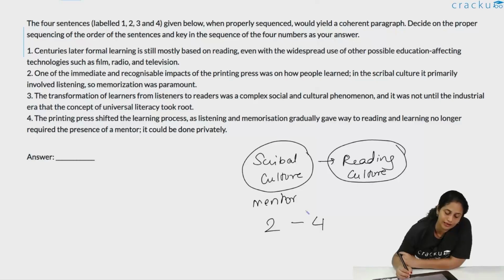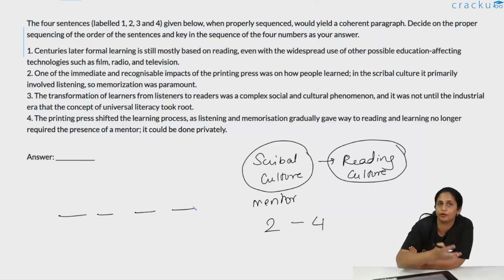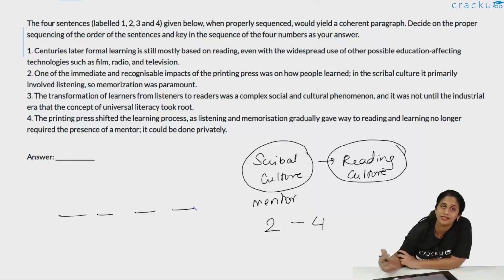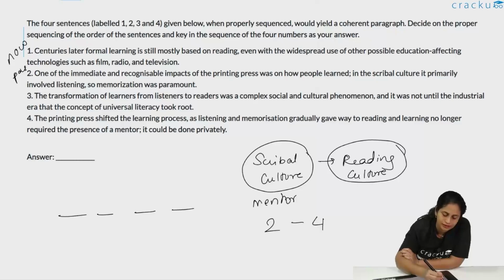Let's take a look at 1 and 3. 1 tells you what is the case centuries later. If you consider chronologically, you should put centuries later at the very end, because chronologically the shift would be mentioned first, and then what is the case now? The case now, centuries later, formal learning is still mostly based on reading. So this shift that took place is still in place. We still have a reading culture because formal learning is still reading based. So 1 essentially tells you the now point, this is the past, this is the past.